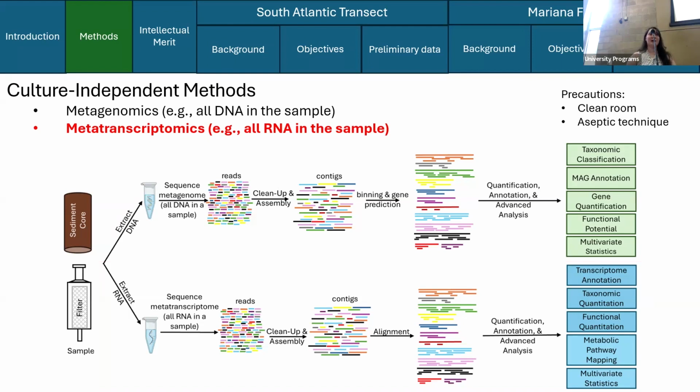And there are precautions that we use when we're working with these samples, which include working under a clean room and using aseptic technique, which includes wearing full PPE, including shoe covers, lab coat, gloves, face masks, and hairnet to really ensure that when we're working, my samples are very low biomass, so we want to make sure that the cells that we're looking at are from the environment and not from us.